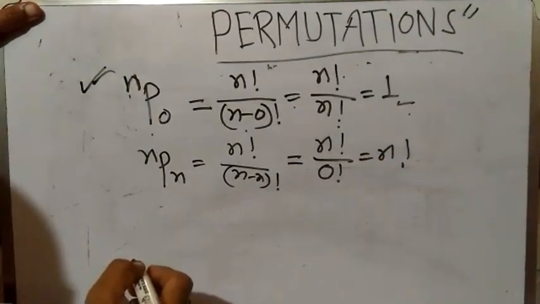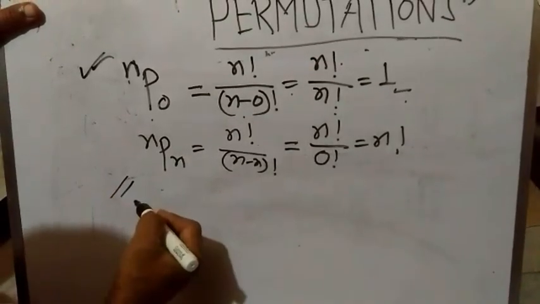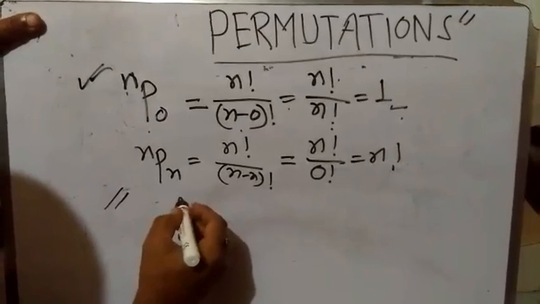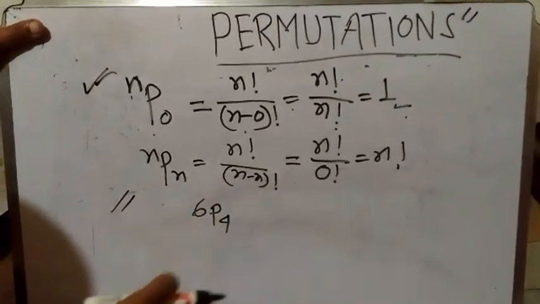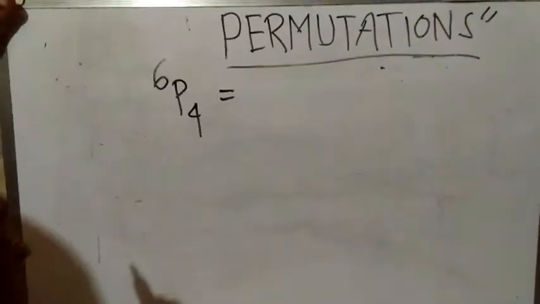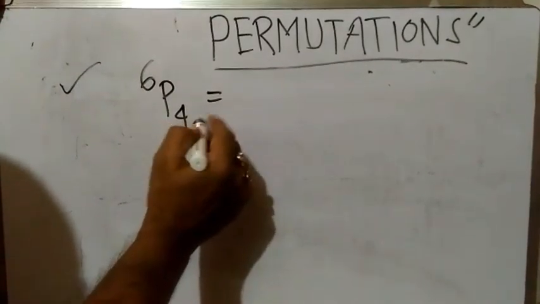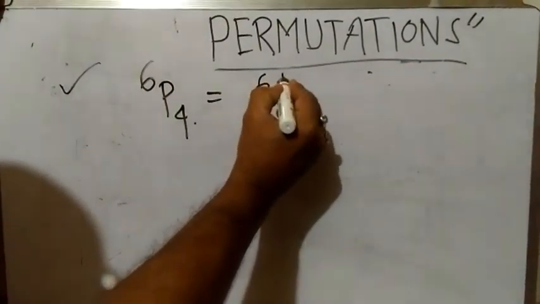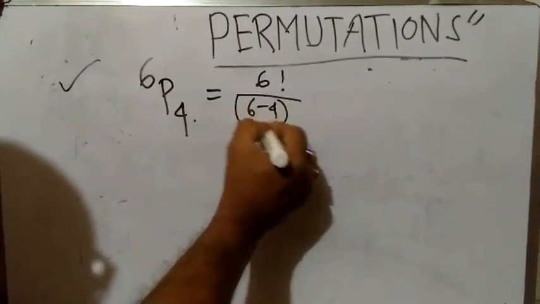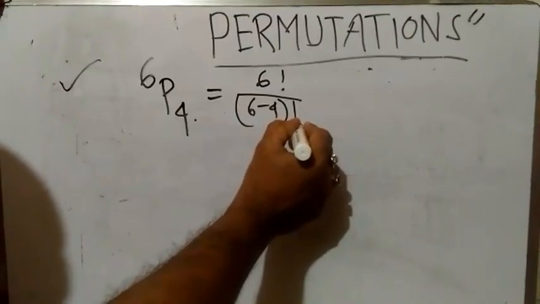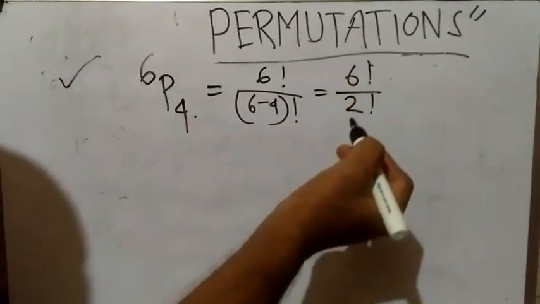Clear? Okay, now we'll do one math. Write down and copy it first to try. If not, then I will help you. Find the value of 6P4. Look here. Write down 6 factorial by 6 minus 4 factorial, then 6 factorial by 2 factorial.